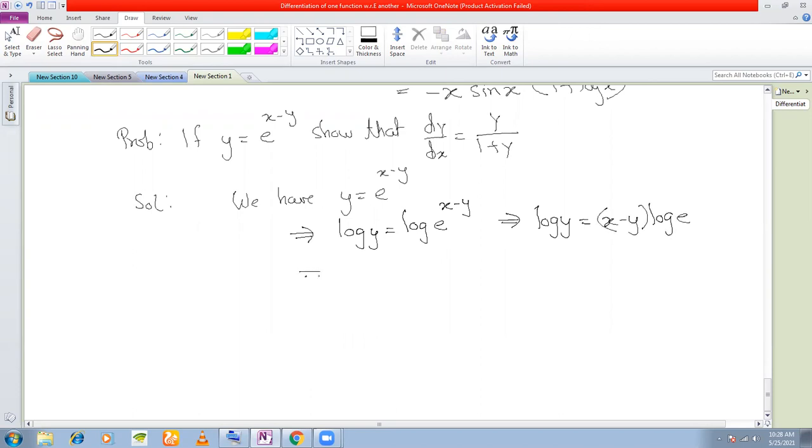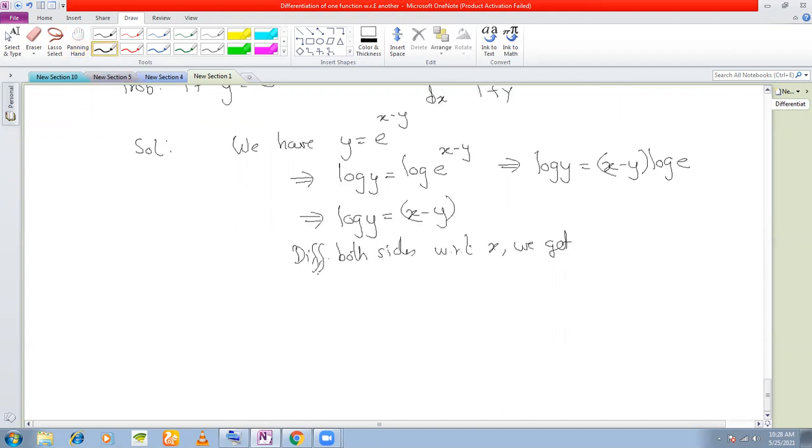Log e is 1. Now you differentiate both sides. 1 by y dy dx is equal to 1 minus dy dx. Now you take dy dx together.